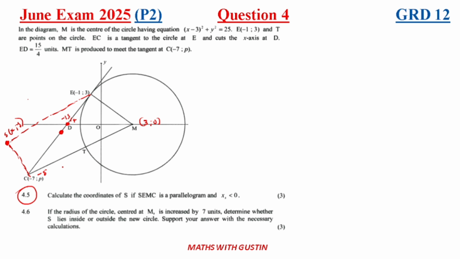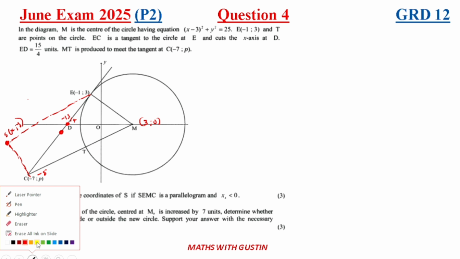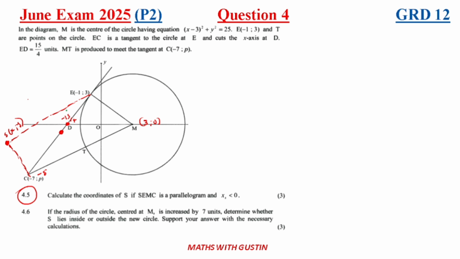Let me change the color so that it's easy for you guys to see what I'm talking about. The best thing to do here is to find the midpoint, because if we find the midpoint between these two coordinates, we can work backwards and find the coordinates of S. So now we're going to find the midpoint between E and C, because it's also the same the other way around.